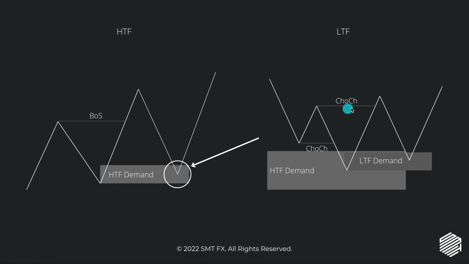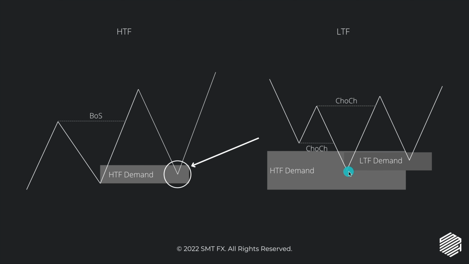Now when we get this CHoCH here, we are looking at the lower time frame demand zone that is created within the higher time frame demand, and that's where we're going to be looking to enter. Now we are looking for all our rules to be met that we mentioned on the previous slide. So back over to the higher time frame, we want some imbalance left in here, so we want a reason for price to come back down into this demand zone. We want this to be a break of structure, and we want this move to be impulsive. And we're looking for the same things on the lower time frames.